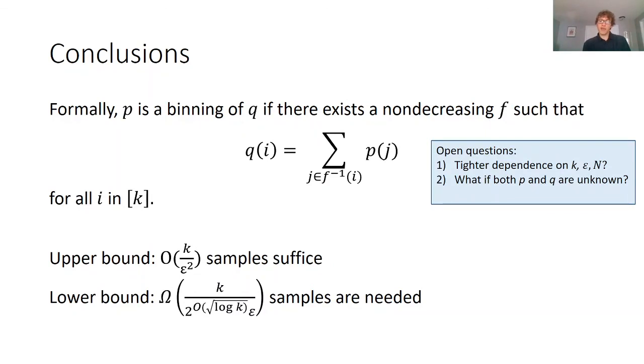We can also ask the question of what happens if both p and q are unknown rather than just p, where we have to make samples to q as well. Ask for samples from q in order to determine if p is a binning of q. And finally, one more general question that's less structured is what happens in other domains. So if we aren't talking about distributions over the line, but if we have something over grids or hypercubes or something like this, and we want to talk about what it means to be a binning of something else and testing that, what does that even mean? And can we do it?